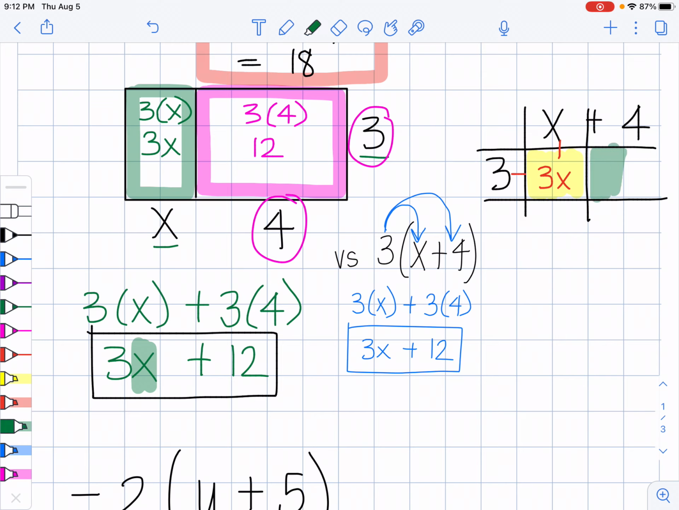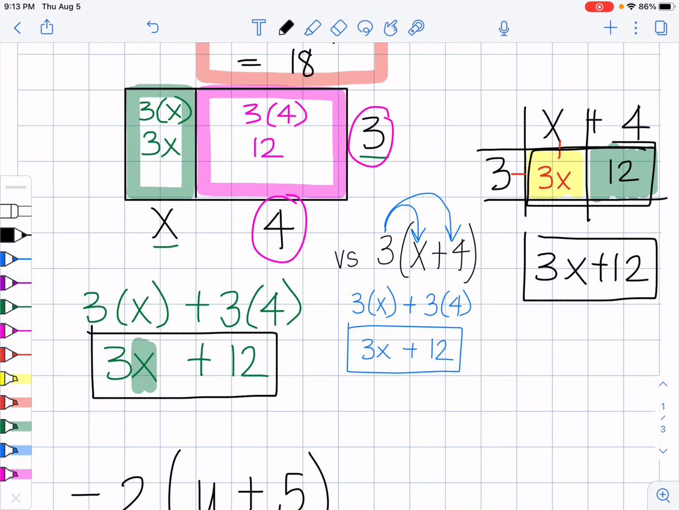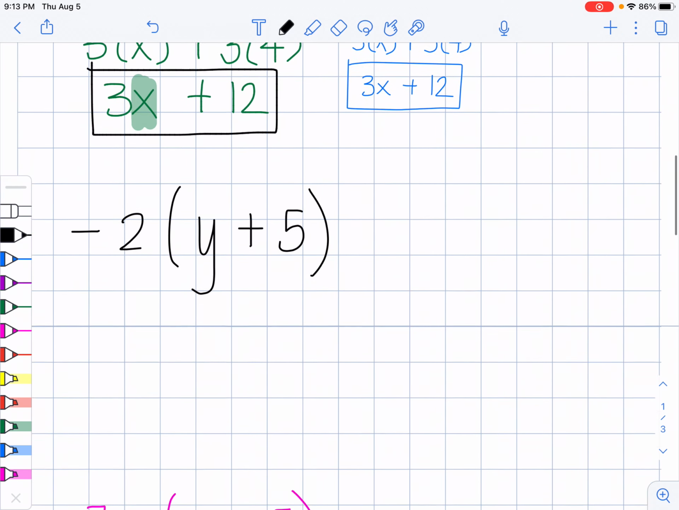In this green box right here, it's made up of a 3 and a 4. So I would multiply those together. 3 times 4 gives me 12. And adding these together gives me 3x plus 12. That's just another way to write out the distributive property. It's like the area of a rectangle, a combination of the area of the rectangle and the traditional method. So you can pick any of the ways that you want to do it, as long as you understand that you're just multiplying the number on the outside by everything on the inside.